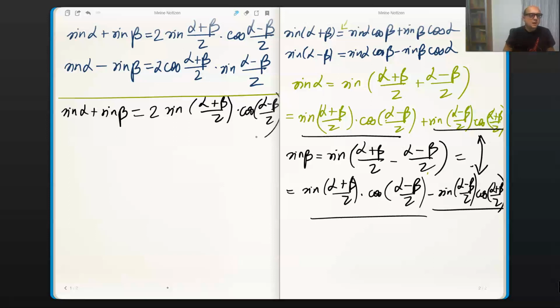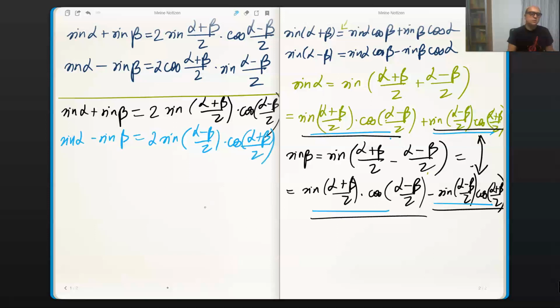Alright? And, well, what about the minus? If we're having sine of alpha minus sine of beta, well, now you see we have those two being equal. They are now gone. And this one is being subtracted from that one. Minus minus gives us plus. So we're going to get just 2 sine of (alpha minus beta) divided by 2 times the cosine of (alpha plus beta) divided by 2 as well.